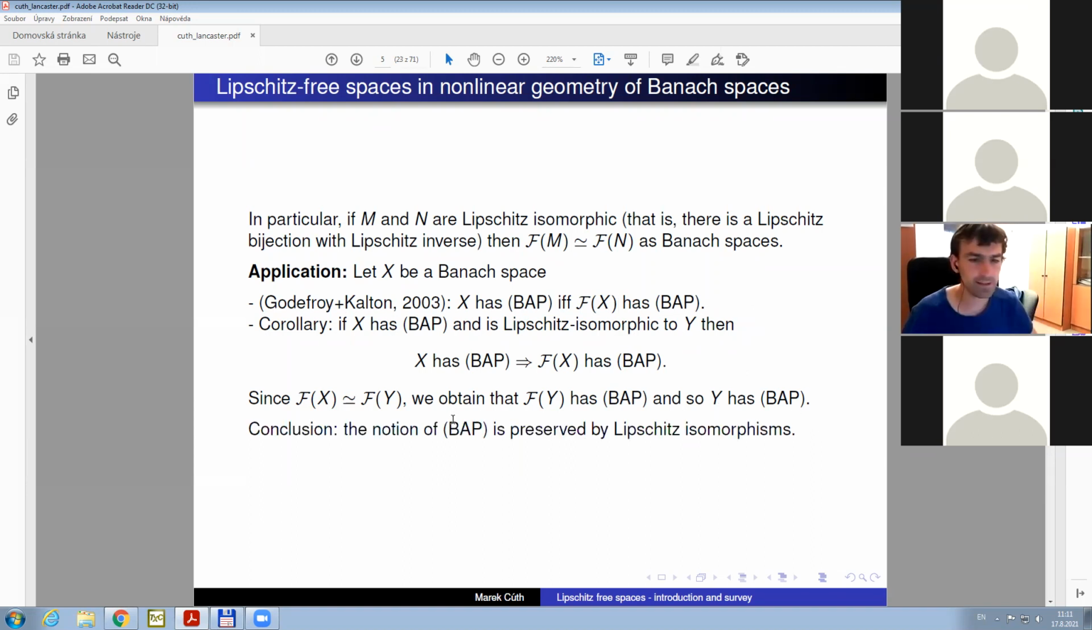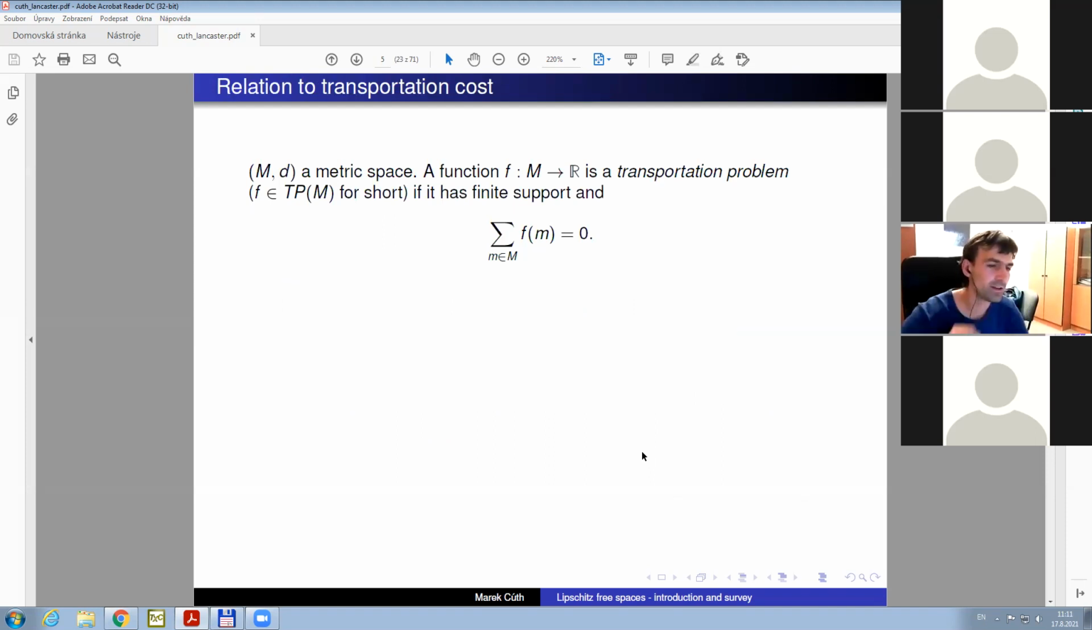So the conclusion is that the notion of BAP is preserved by Lipschitz isomorphisms, even though this property is defined by the existence of linear operators. So this essentially linear property is preserved by nonlinear maps. This is somehow interesting. And actually this result motivated many researchers to study the Banach space structure of the spaces F(X). So let me finish this first.